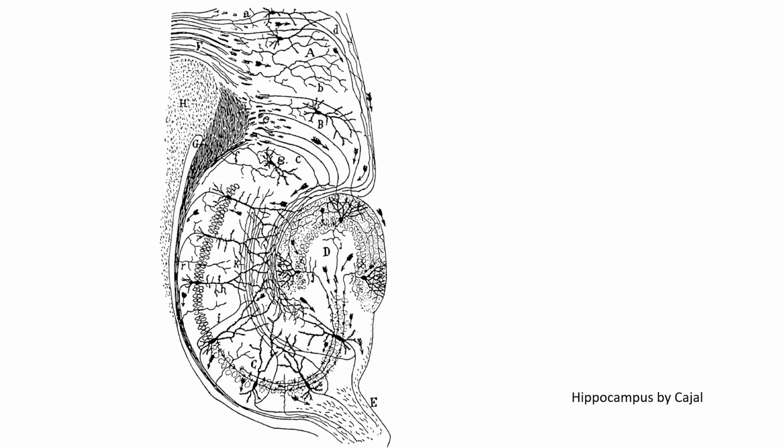Now let's look at the drawings made by Cajal again. So on the screen here is the drawing of a particular brain region called the hippocampus, which is one of the most studied brain regions in neuroscience. And you can see different neurons in this structure. And if you look carefully, you will also see some arrows that are drawn along with the neuron fibers, indicating the direction of the flow of information.